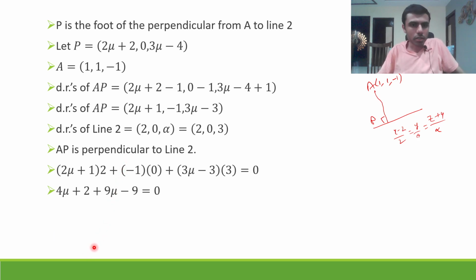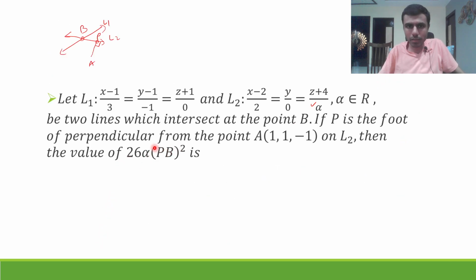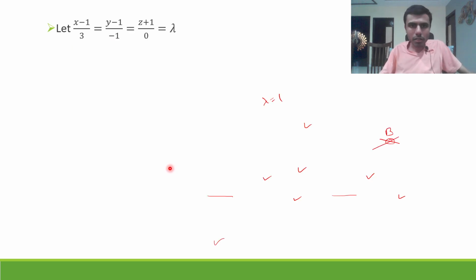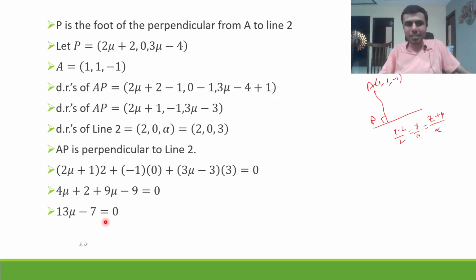Now come to the question. What they are asking. This is an integer type question. They are asking 26 alpha into PB square. There is a 26 here. See carefully. That means in this PB square, there will be 13. That means I need to have some 13 somewhere, and I got a 13 here, right? So you're getting the logic, right? This will give me the confidence that yes, what I'm doing is right.